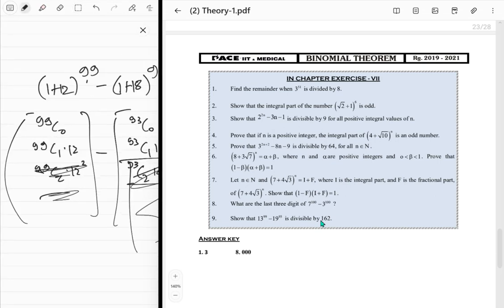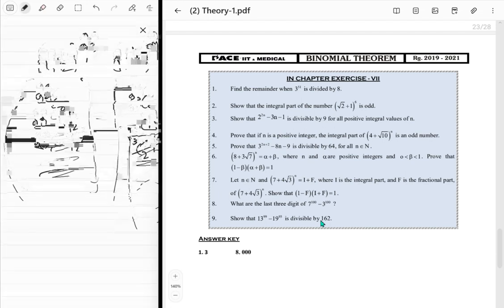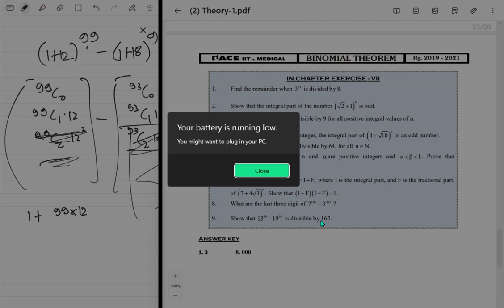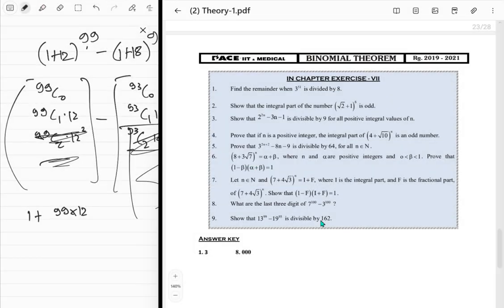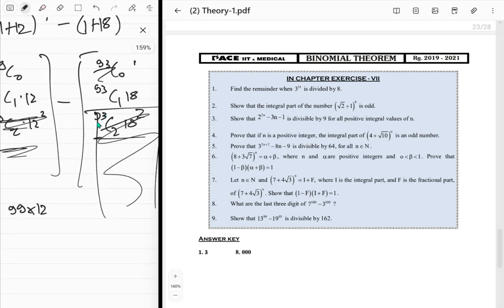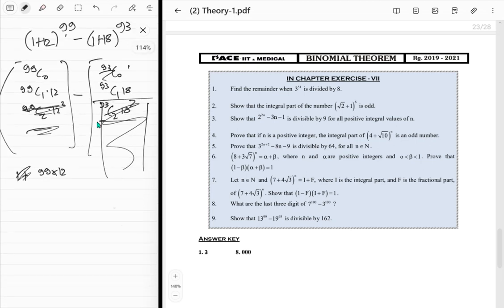Now we are just left with 99C0 and then 99C1 times 12. So that's just 1 plus 99 times 12. Okay, so the thing is, we just want the remainder when it's divided by 3 power 4. And of course, this whole thing minus all of this stuff, so it's also got that 1 right there. So you can get rid of this 1 directly, and then you've got 99 times 12, and that times 18. So this thing minus that, right?